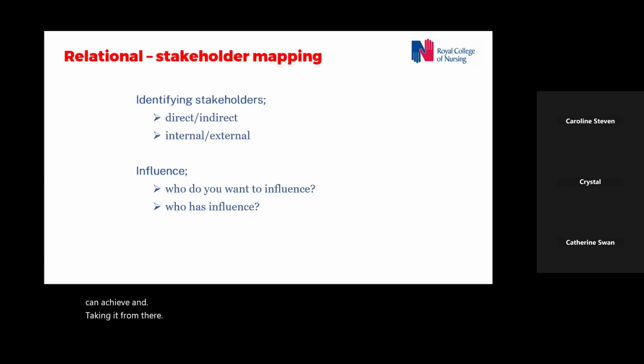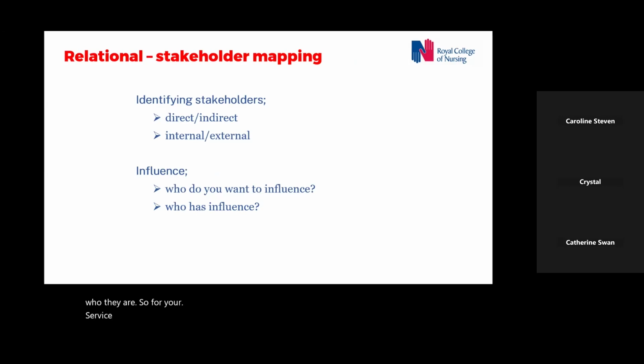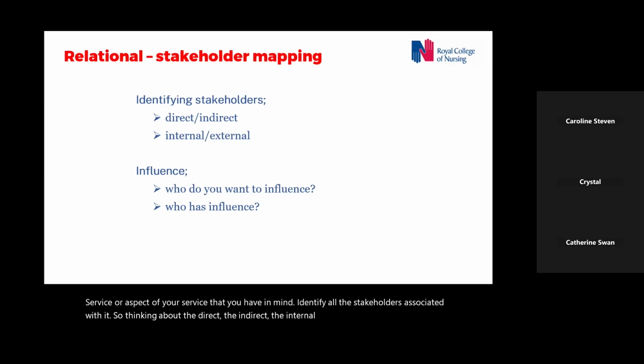So starting with the relational, you're starting with the relationships and starting with that stakeholder mapping. You want to start identifying your stakeholders and thinking about who they are. For your service, or aspect of your service that you have in mind, identify all the stakeholders associated with it, thinking about the direct, the indirect, the internal stakeholders, and external stakeholders as well.